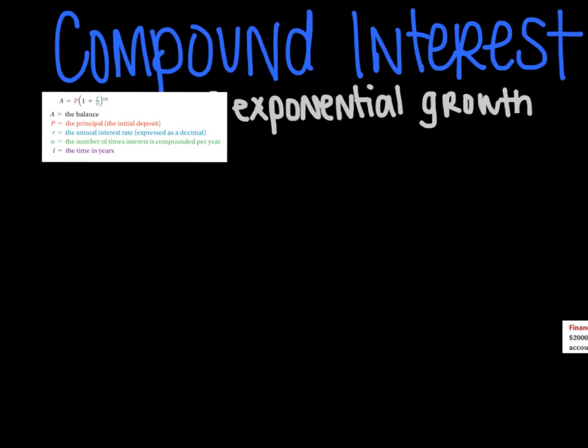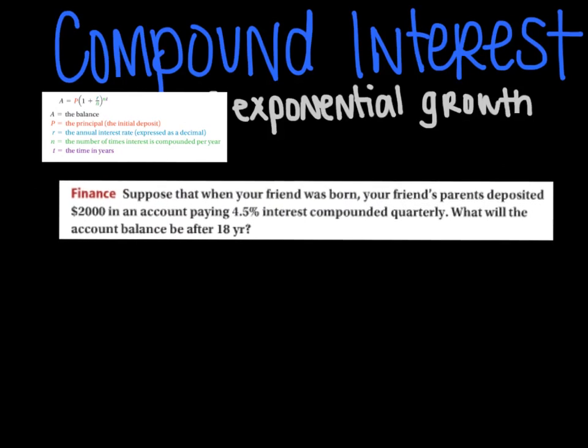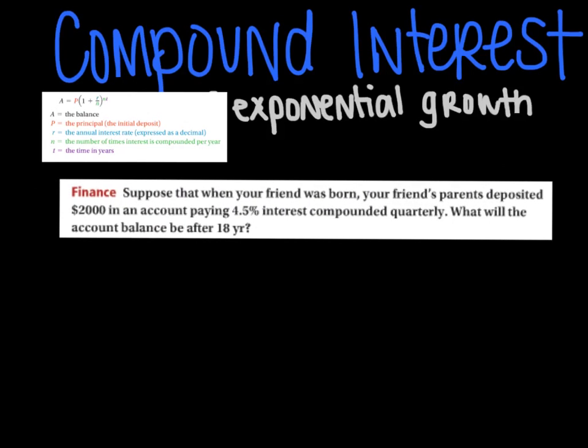And I will give you an example right now. In finance, suppose when your friend was born, your friend's parents deposited $2,000 into an account, paying 4.5% interest compounded quarterly. What will the account balance be after 18 years? So you're basically going to use the formula and insert in everything you know. Here I don't know the balance because that's what I'm trying to find out, but I do know what the principal was. In other words, the initial deposit, and that was $2,000.